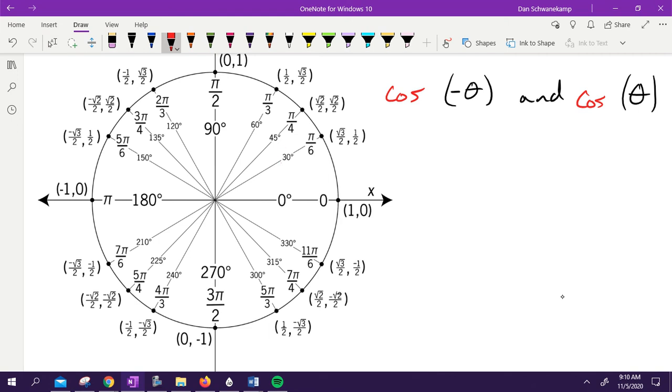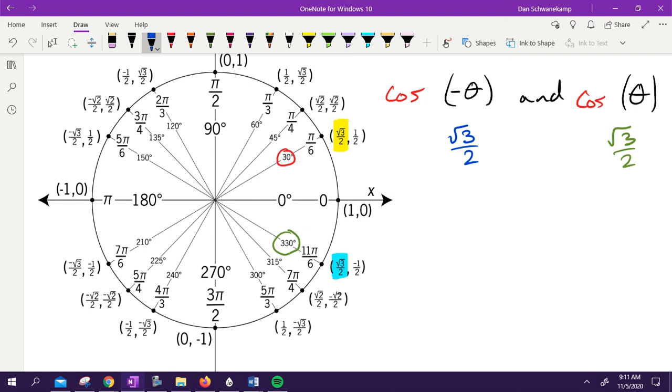Okay, pick an angle. All right, let's pick 30 degrees this time. If I'm doing cosine, cosine of 30 degrees is radical 3 over 2. What is cosine of negative 30? Well, that would be this guy. And if I'm doing cosine, guess what? It's the same.